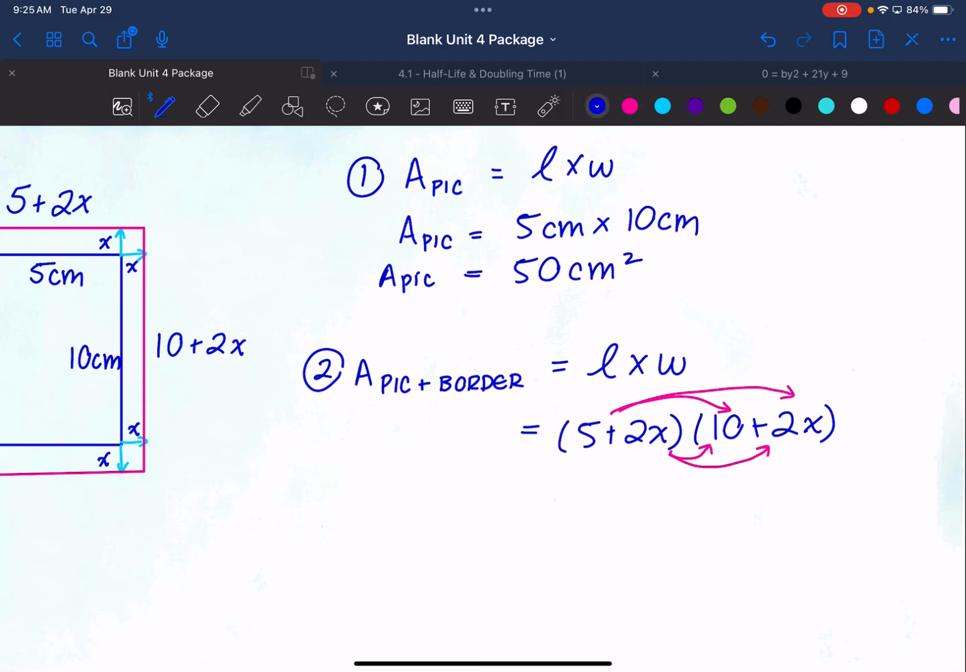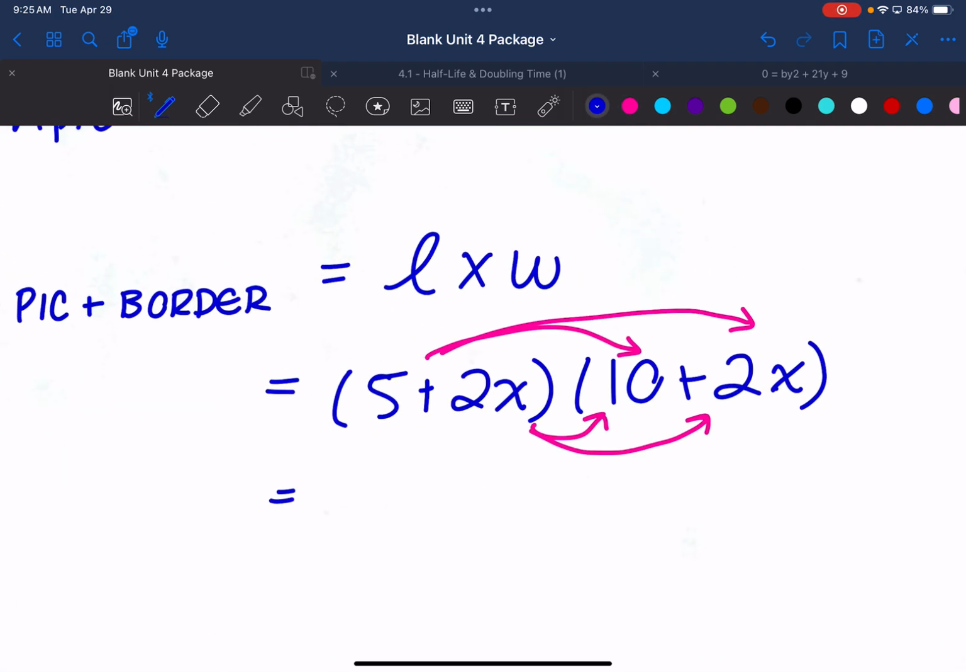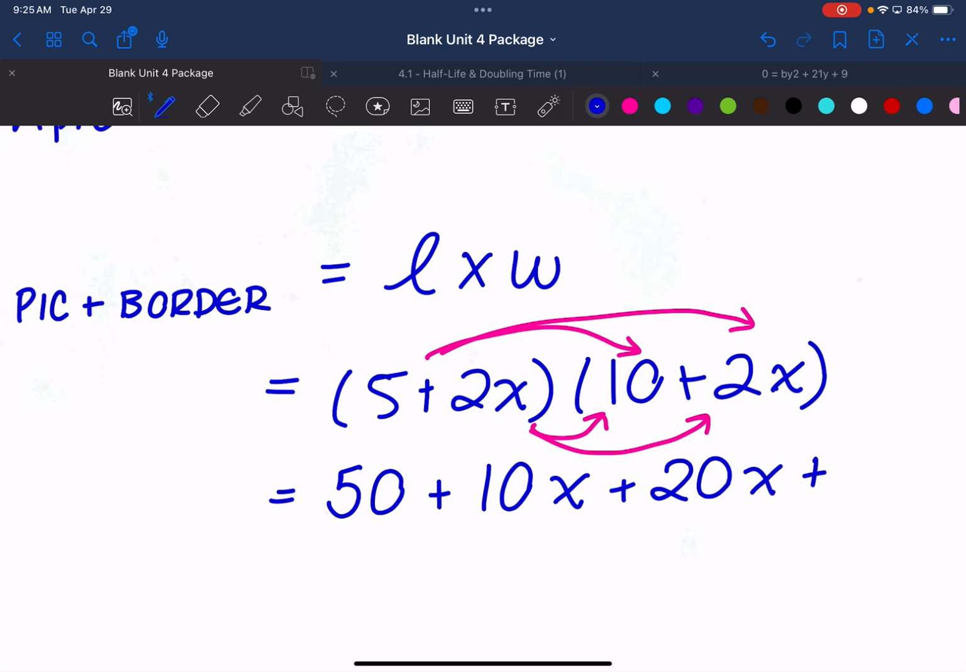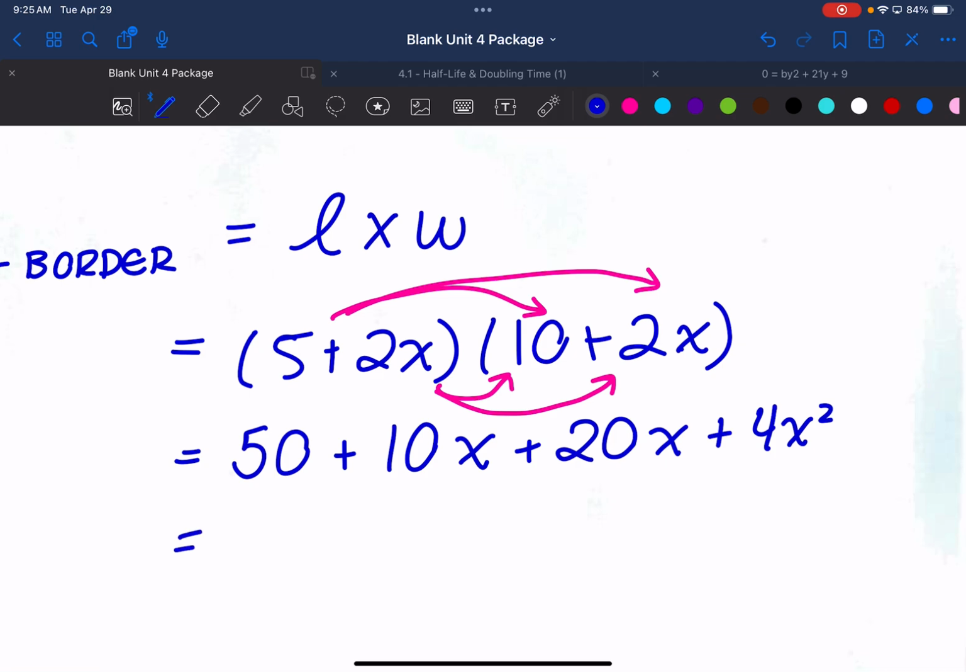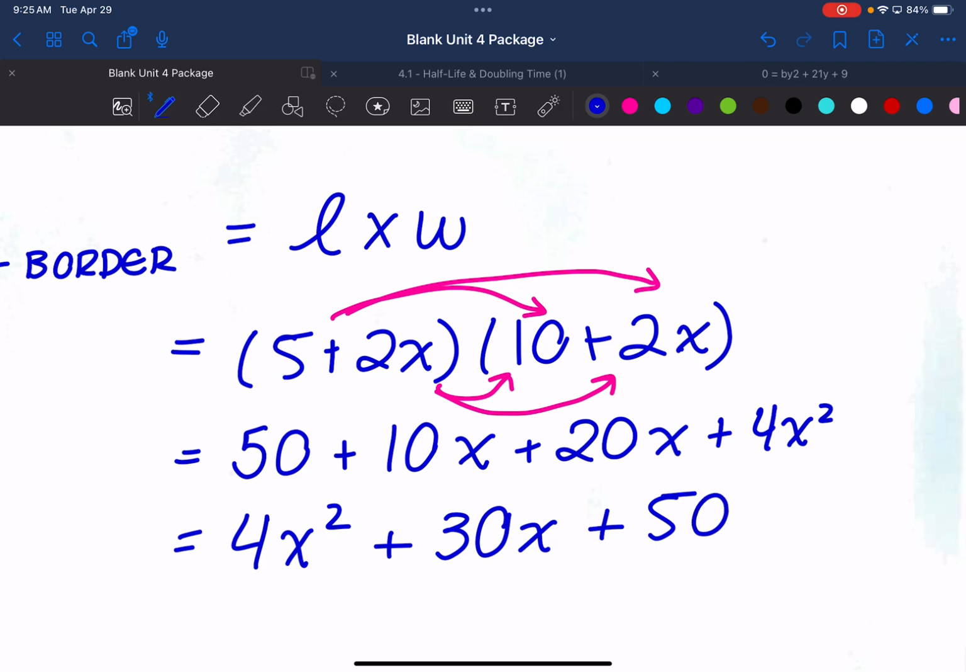You can yell it at me, it's okay. 4x squared plus 30x plus 50. Okay, I'm going to go a step back and do the order that we get. 5 times 10 is 50, 5 times 2x is 10x, 2x times 10 is 20x, and then 2x times 2x gives us 4x squared. Perfect. Then if we rearrange, Abby, you said 4x squared plus 30x plus 50. So that's us grouping like terms.